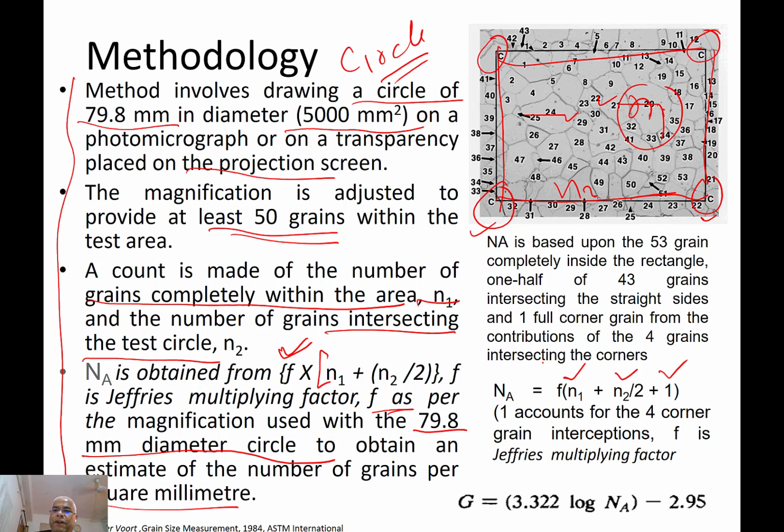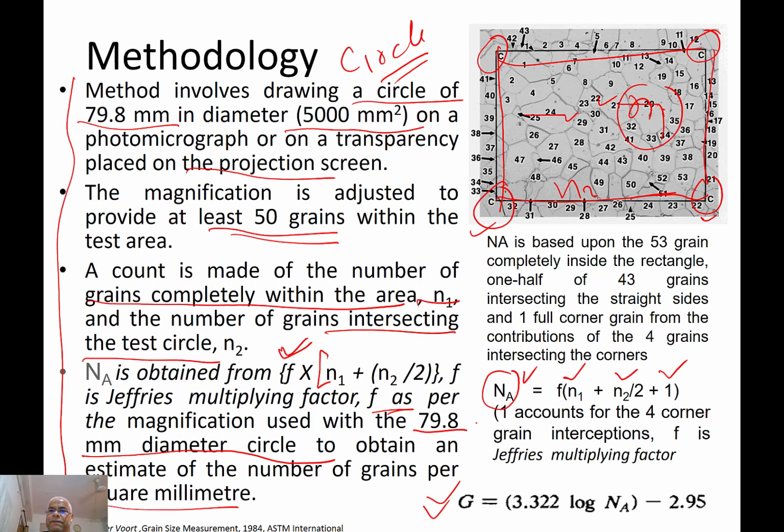So there is a little modification in the equation of the NA when the test area shape is rectangular. Okay, and this is the equation. Once we have the value of NA, we can get the ASTM number G.